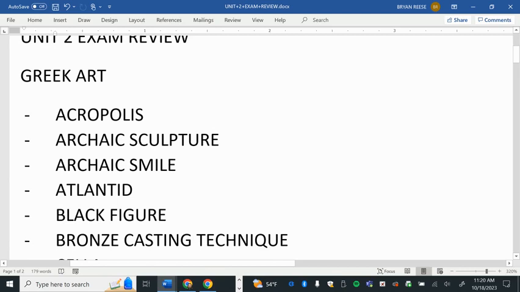I want you to know the bronze casting technique. When you're making a bronze statue, what do you make it out of first? It's not marble. It's not clay. It's wax. All right, make it out of wax first. Then you're going to cover it in plaster. You heat it up. The wax melts and goes out the tubes. Then you fill in the tubes with molten bronze. When that cools, you take away the plaster and voila, a bronze sculpture.